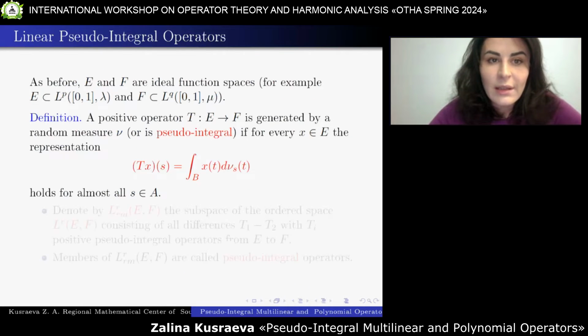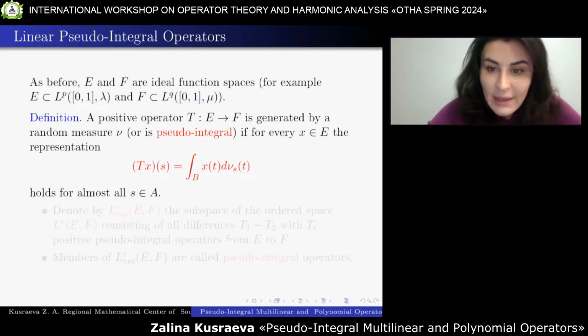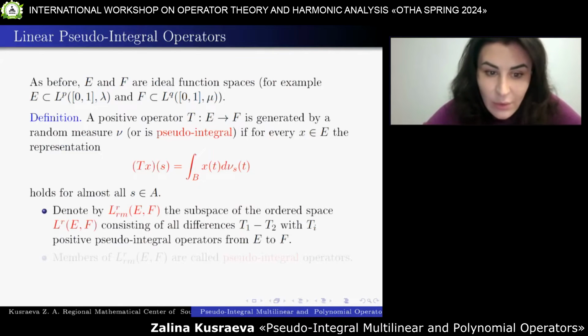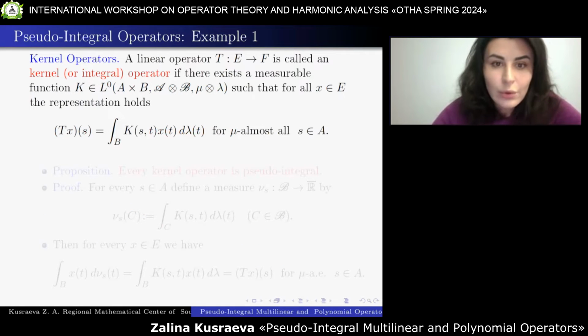So, as before, E and F are ideal function spaces, and let me remind you once again that if you wish, you can take L^p and L^q instead of E and F. Here is the definition of the pseudo-integral linear operator. A positive operator T is said to be generated by a random measure nu, or is called pseudo-integral, if for every x of E this representation holds. We denote by this symbol the subspace of the ordered space consisting of all differences T1 minus T2, where these T are positive pseudo-integral operators acting from E to F, and of course members of this space are called pseudo-integral operators.